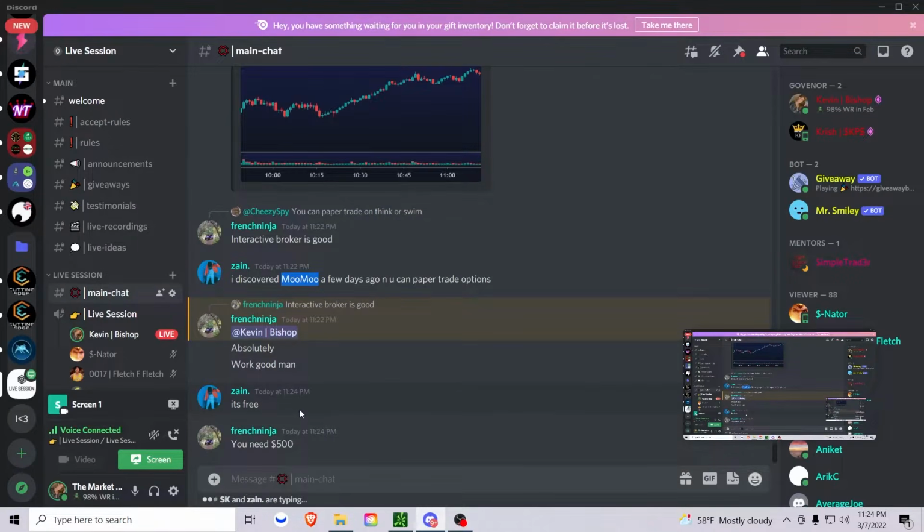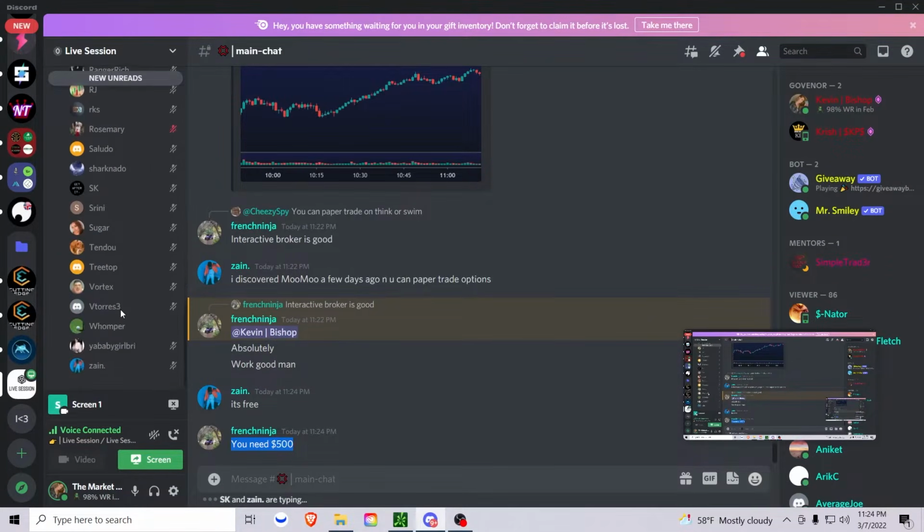Okay, Mumu is free to open a paper trading option account, versus Interactive Brokers you need to have $500. Okay, so it's just like Thinkorswim for Interactive Brokers. Okay, that's interesting. Nice to know there's a lot of options out there.